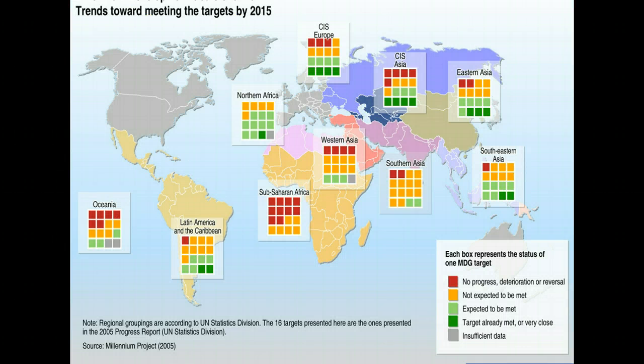Progress has been uneven geographically. While East Asia, driven especially by China, has done well in meeting many of the MDGs, South Asia, Oceania, and Sub-Saharan Africa have made much less progress, as this map suggests.